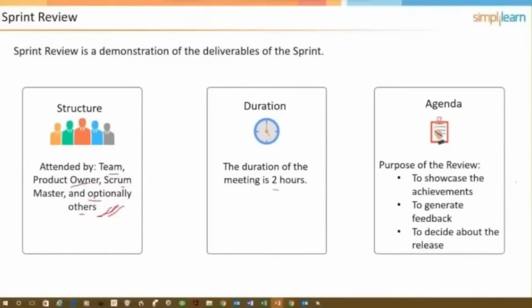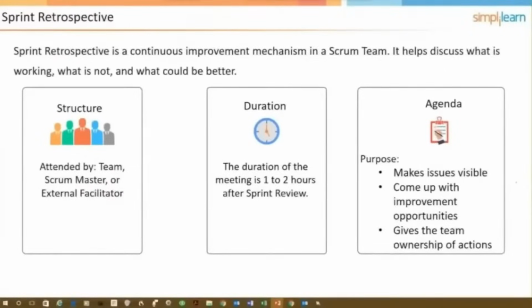The retrospective, who is there? It's attended by the team. And I would modify this slightly, and I would say this is the mandatory group that needs to be there. Optionally, the Scrum Master would be there. Potentially, you could have an external facilitator. The role of the Scrum Master would be the facilitator.